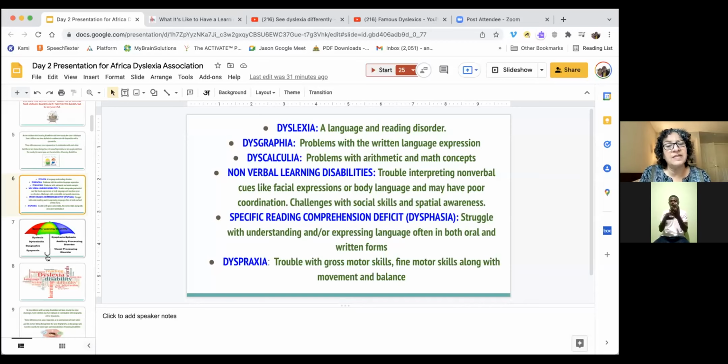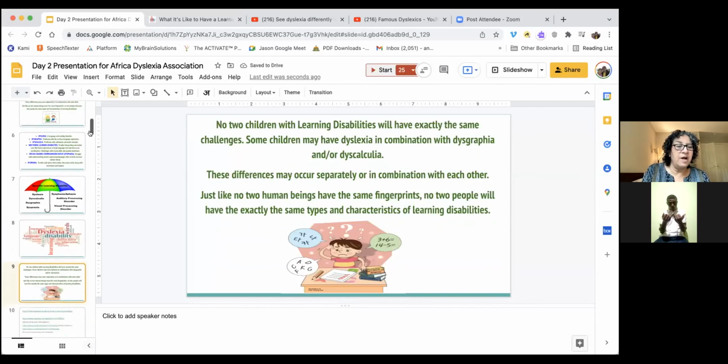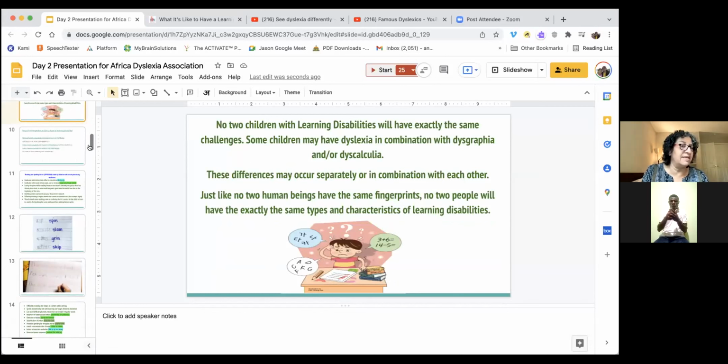One part of the learning disabilities affects the comprehension area, which is dysphasia. Dysphasia is the limited ability, and a complete lack of understanding or comprehension could be aphasia. There is dyspraxia, trouble with gross motor skills, fine motor skills, and movement and balance skills of our bodies. So we have already discussed that no two children have the same type of learning disabilities.